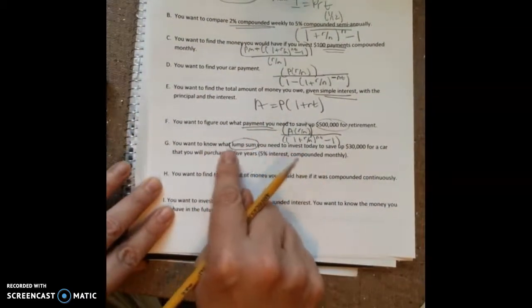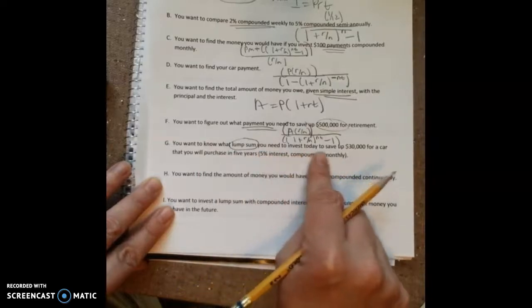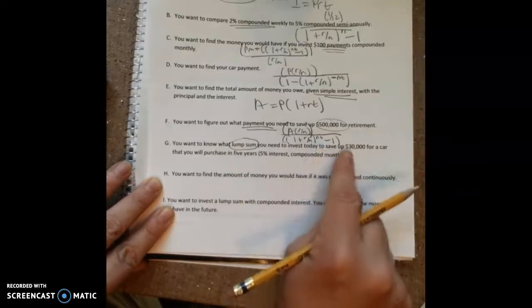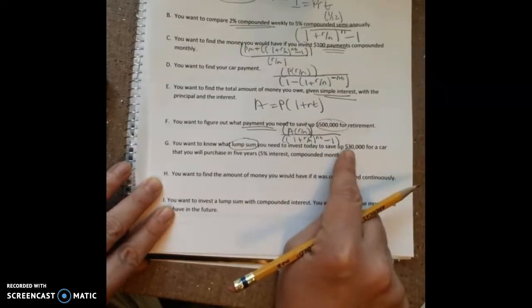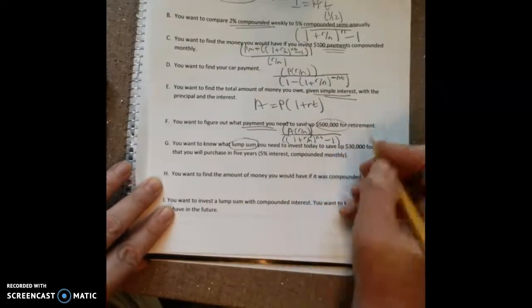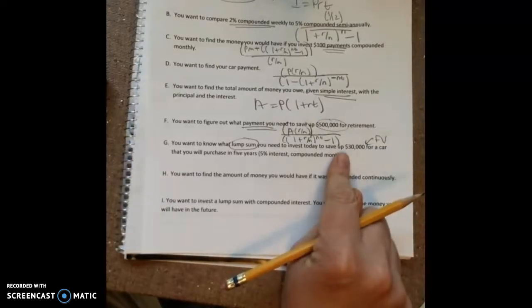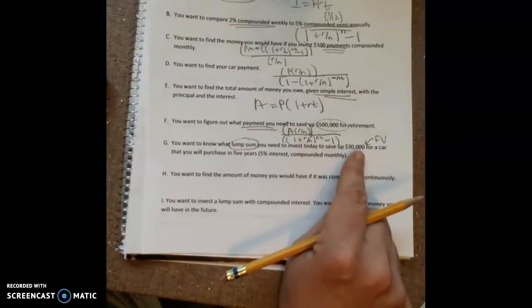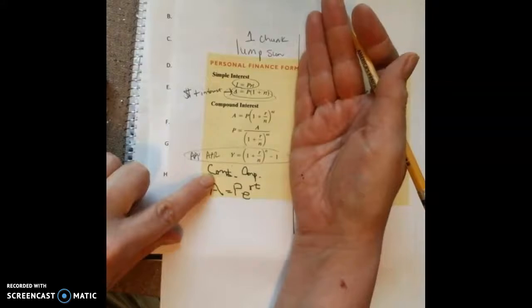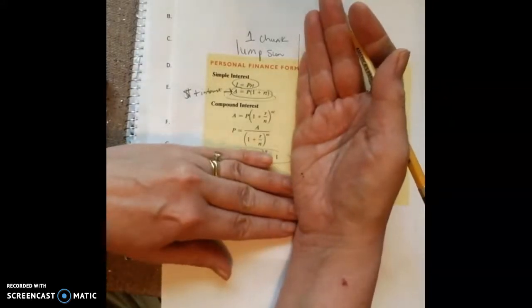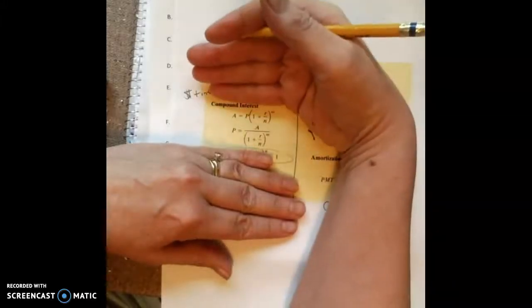All right, this one, you want to know what lump sum, that's a chunk of money. You're not making payments. You want to know what lump sum you need to invest today to save up $30,000 for a car that you will purchase in 5 years. So you don't need $30,000 today. You need the $30,000 in 5 years. So that's the future value. You know what you need it to be worth in the future. And the good news about investing is you can save less today, so it grows to that, hopefully. So again, it is a lump sum. You're over here. It does not say continuously compounding. You're not comparing interest rates, and it's not simple interest. So you have a 50-50 shot.